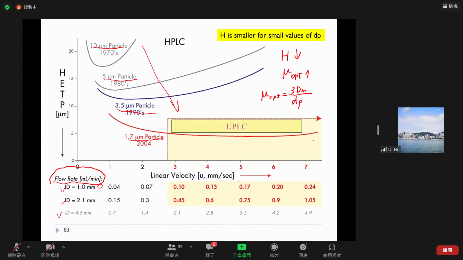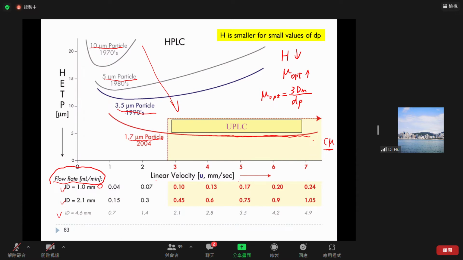And also we can see that if we increase this linear velocity, that does not really influence the H that much because this area is so flat. That means the C mu term has less influence on the H, right? So that's why for UPLC, you can even use a higher flow rate, that is the optimized flow rate.